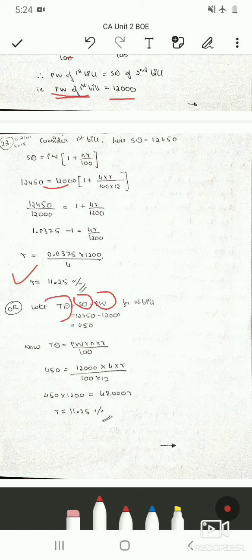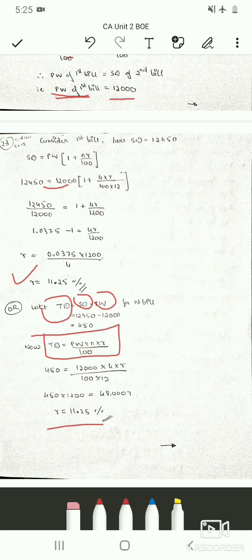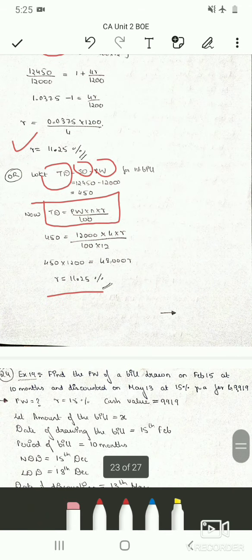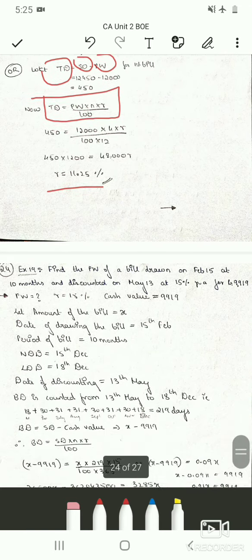Or else the other way you can solve is when sum due is known, present worth is known for the first bill, we can find out true discount, and once you get true discount you can use this formula and solve for R. We will get the same answer. Anything which you remember at that point of time you can substitute and solve, you will get the same answers. But make sure you write the right formulas and solve correctly.